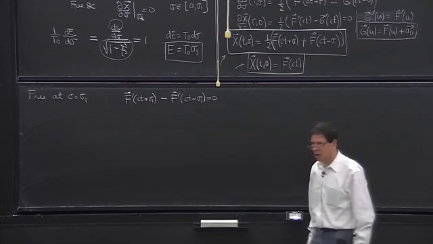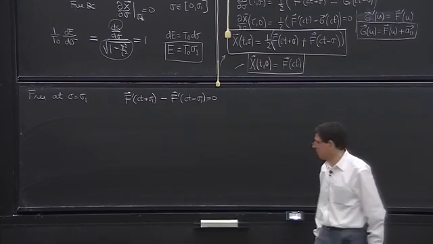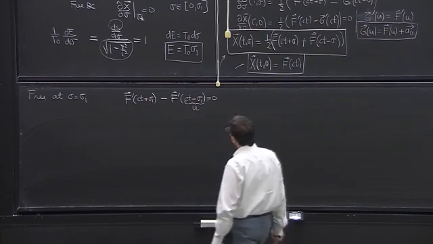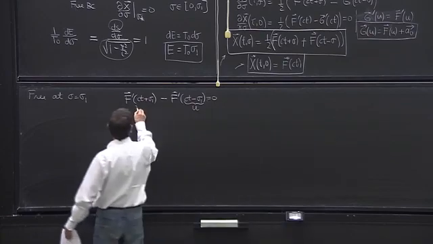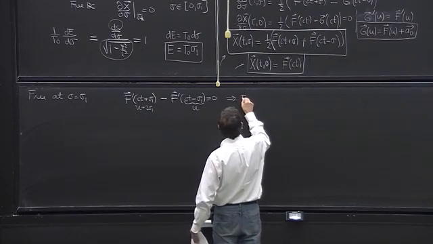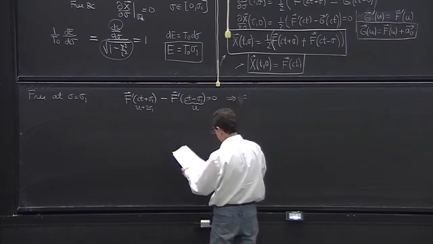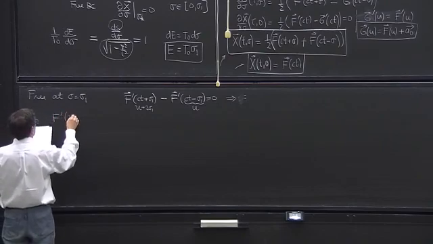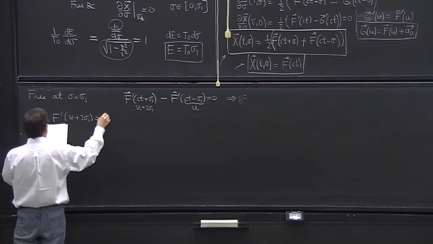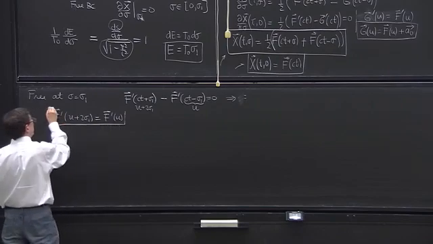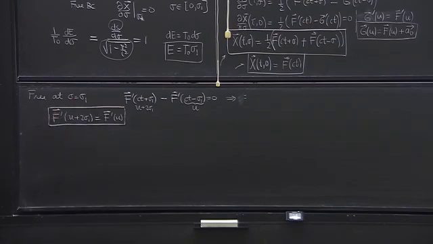Looks messy, but all these things look messy to begin with, and you have to rethink them. So you call this u. It's just an argument. So then this becomes u plus 2 sigma 1. And then we've learned that f prime of u plus 2 sigma 1 is equal to f prime of u. So here's what you've learned now: the function f prime must be periodic with period 2 sigma 1.